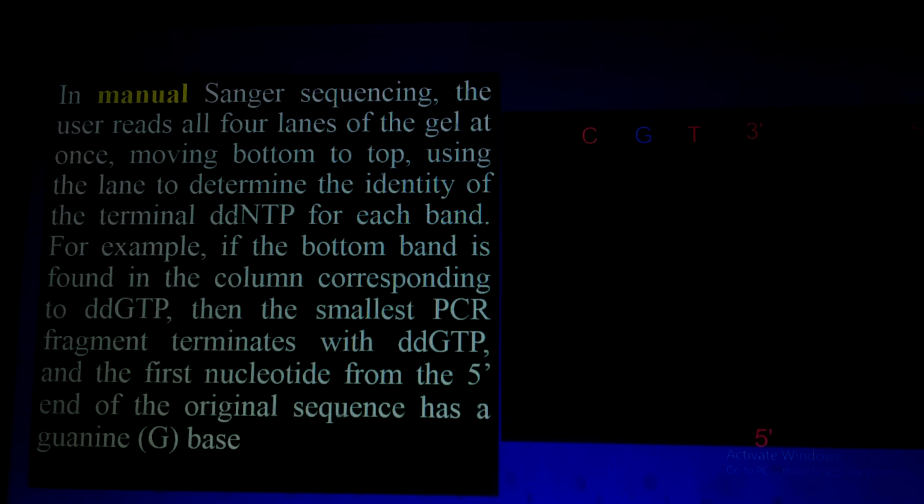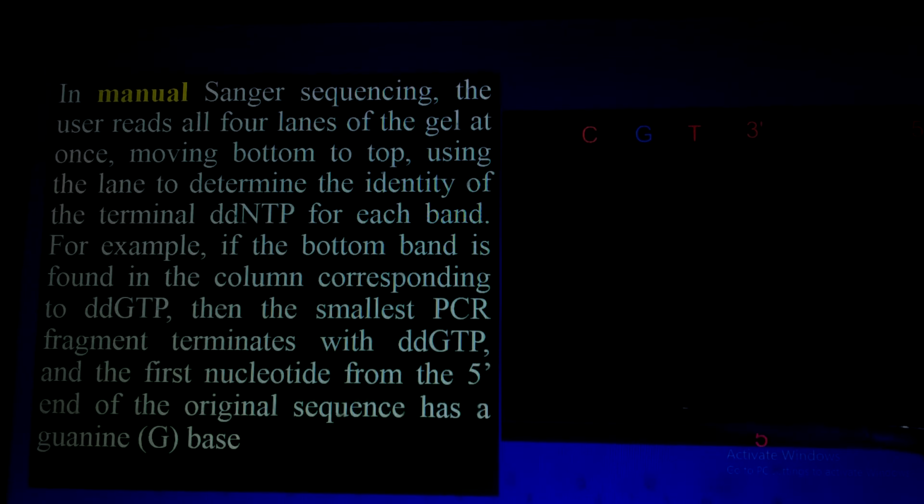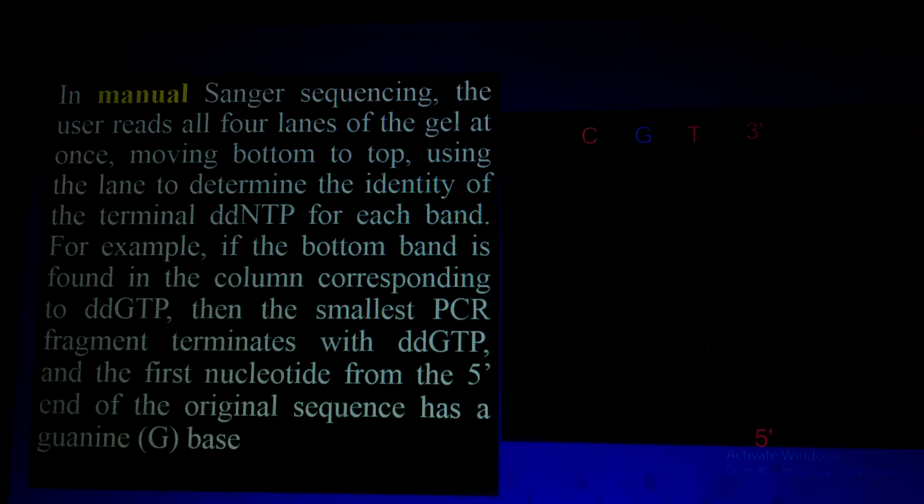Now, in manual Sanger sequencing, the user reads all the four lanes of the gel at once, moving from bottom to top: G, then A, then C, then T, then G, using the lens to determine the identity of the terminal ddNTP for each band. For example, if the bottom band is found in the column corresponding to ddGTP, like here, then the smallest PCR fragment terminates with the ddGTP, and the first nucleotide from the 5' end of the original sequence has a guanine base. So it starts from the G, so the unknown DNA sequence will be C.